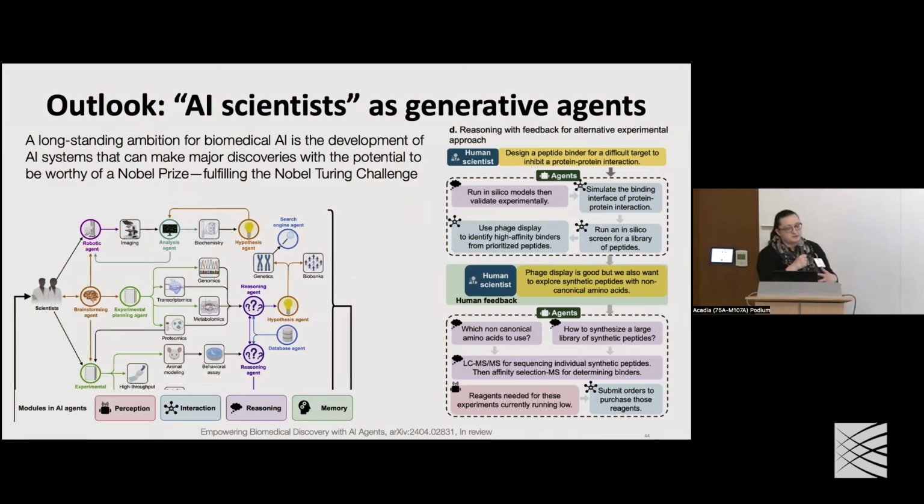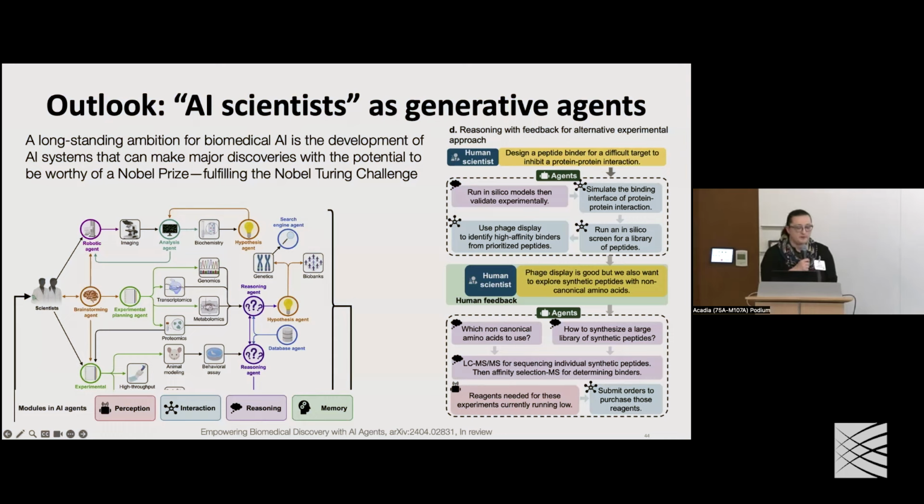And so this is all within this broader scope of the long-standing ambition for AI, and biomedical AI in particular, in the development of AI systems that could make a major discovery on their own or relatively autonomously, in a way that the discovery would not be just a novel prediction, but could potentially, eventually, at some point, be worthy of a Nobel Prize, fulfilling the Nobel Turing Challenge. And this Nobel Turing Challenge, and the idea of having models that can perform novel discoveries, is one of the grand challenges that was identified a few years ago. And we believe that generative agents that can work and operate different types of models simultaneously can help support that type of initiative.